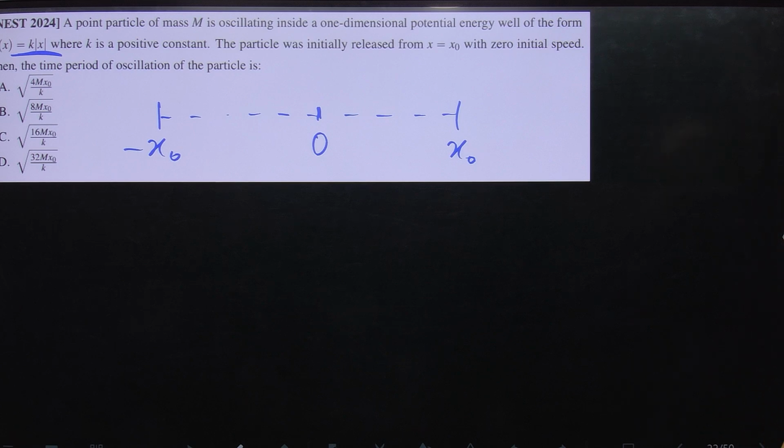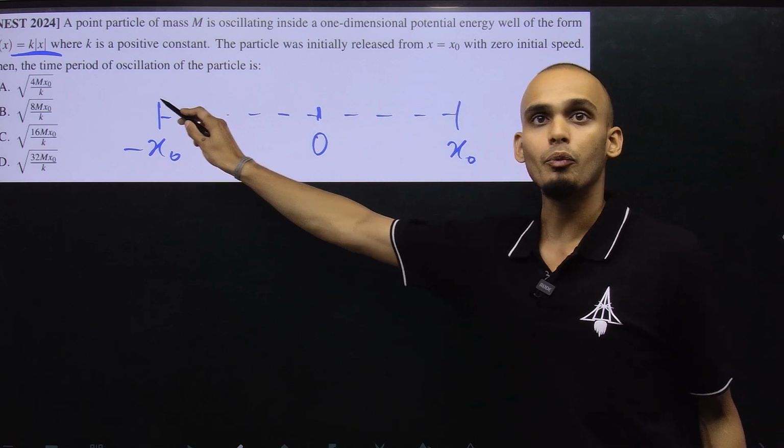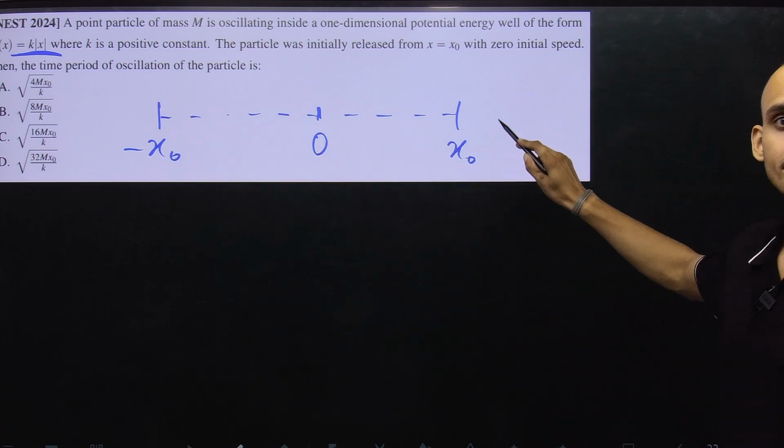Now, the time period will be the time taken for the object to leave the amplitude, reach the other amplitude, and then return back.